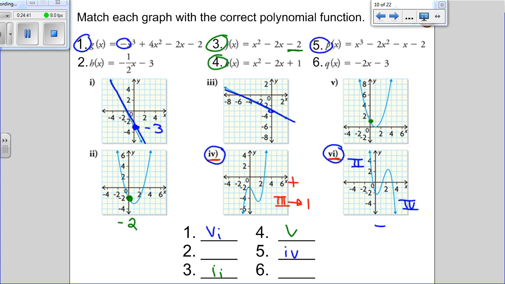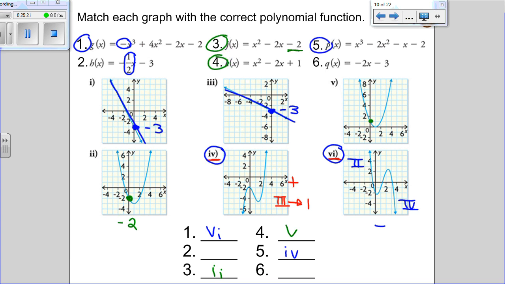What else do we know about linear equations? The smaller the number in front of the x, the flatter the line's going to be. So the higher the number, the steeper it's going to be. So that's our slope trick. So in a linear equation, you can figure out your slope by looking at the number in front of the x. This one is going to be flatter than this one because this one's got a lower number.